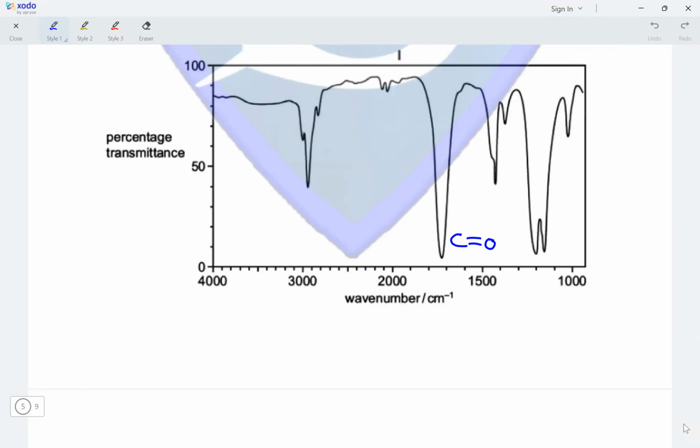Also, the peak closer to 1200 could be due to a C single bond O group, and the peak that is not that sharp, nearing 3000, could be due to a CH group. It is a weak peak. So the only confirmed peak here is the C double bond O group peak.